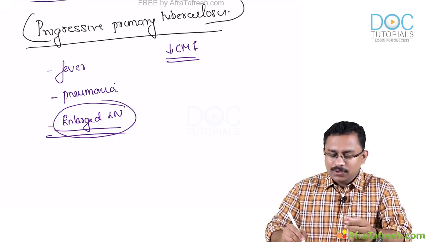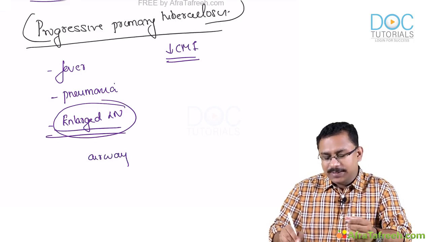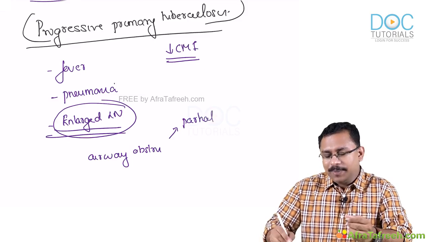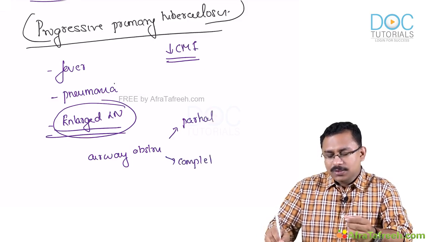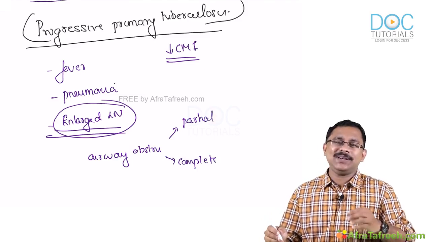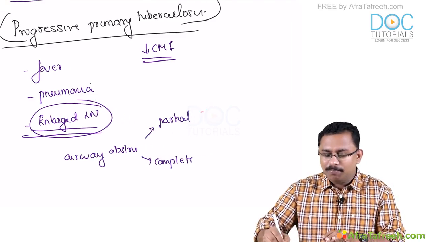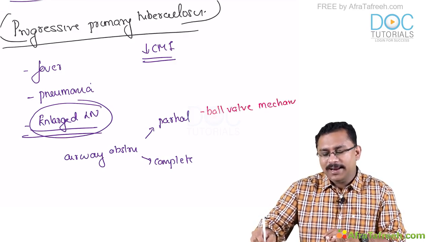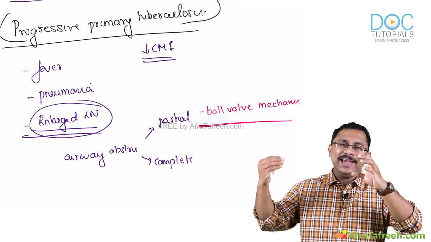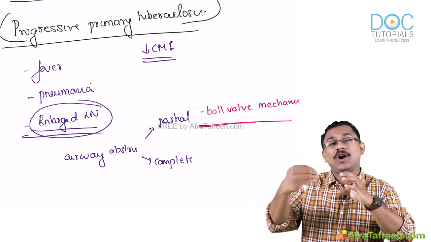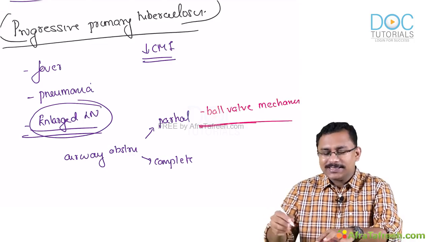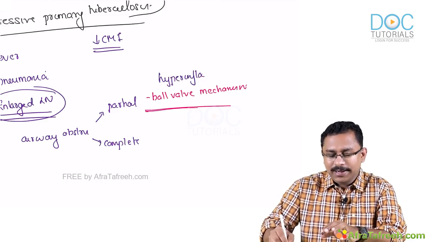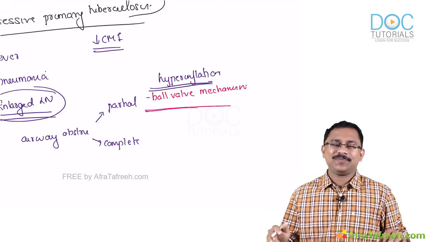This enlarged lymph node can cause an obstruction of some airway, which may be either a partial obstruction or a complete obstruction. When there is a partial obstruction, it almost creates a ball valve like mechanism. So the air goes inside the airway but does not come out. So there occurs some sort of hyperinflation. That particular airway has hyperinflation happening.